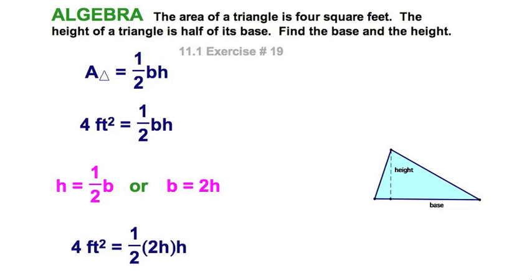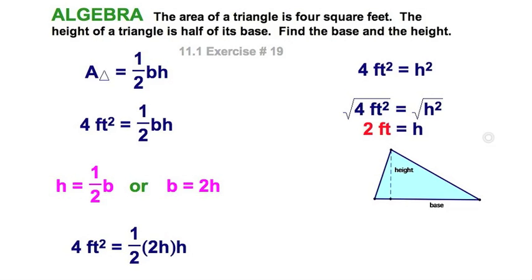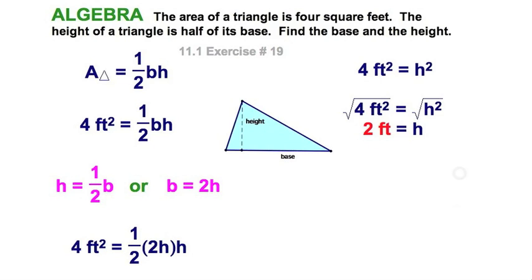Let's make our substitution. So I know 1/2 times 2h times h. We can simplify all that. That's going to all simplify to h squared is 4 square feet. We're almost done. This one just about solves itself. We take the square root of both sides of the equation, and clearly h is 2 feet. Remember, the square root of square feet is linear feet, or feet.